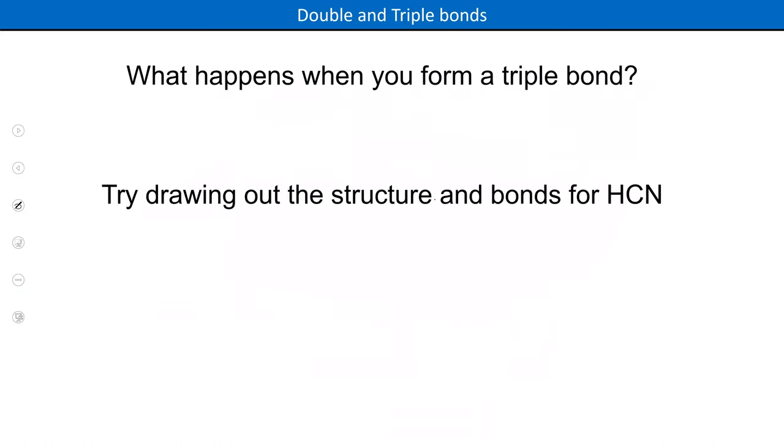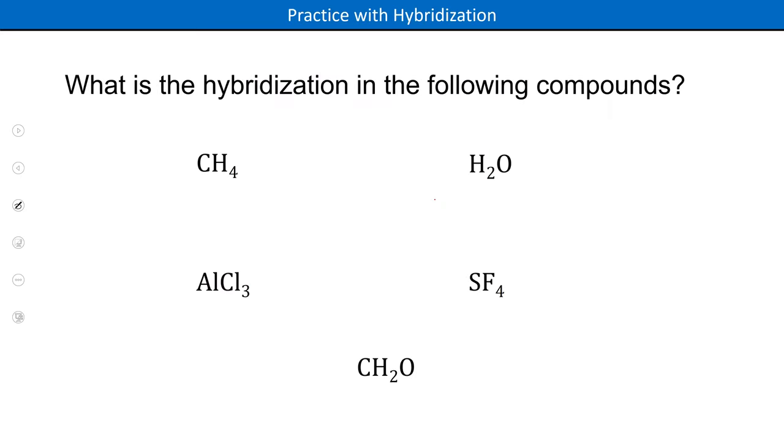All right, let's see. We'll pick up with polarity the other day, but we've got 6 minutes left. Start by drawing Lewis dot structures and figure out what the hybridization is on the central atom for each of these.